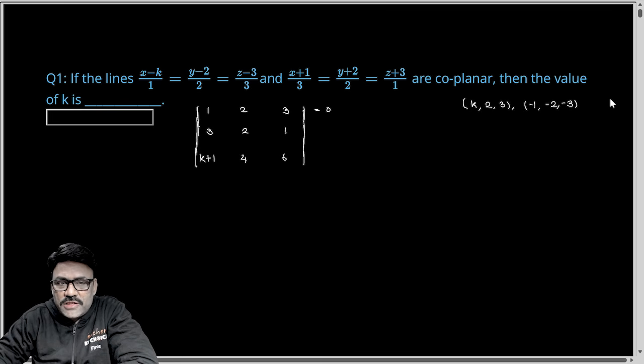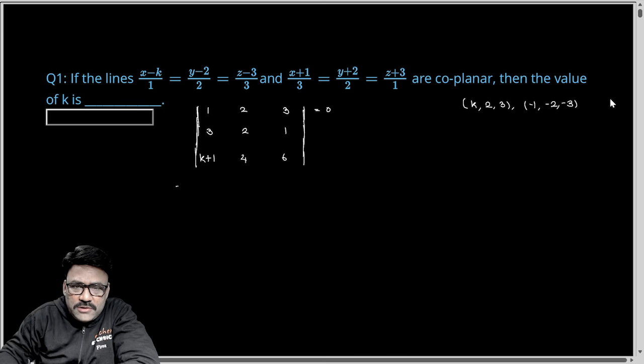The first row, the direction ratios of the first line 1, 2, 3. Second row, the direction ratios of the second line 3, 2, 1. And in the third row, difference of the points. So K plus 1, 2 plus 2, 4, 3 plus 3, 6. And if the lines are coplanar, then this determinant should be 0. Now just expand this determinant. Let's expand this determinant through the first column. So if I expand it through the first column, I will get 1 times 12 minus 4.